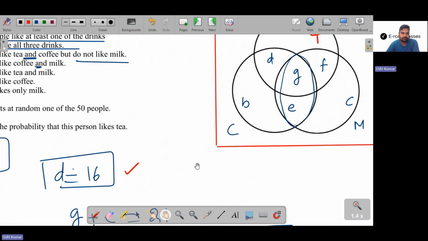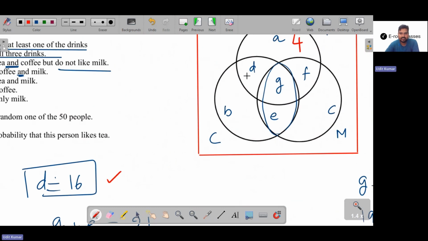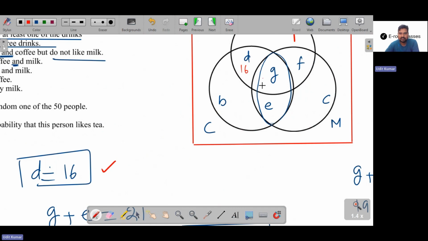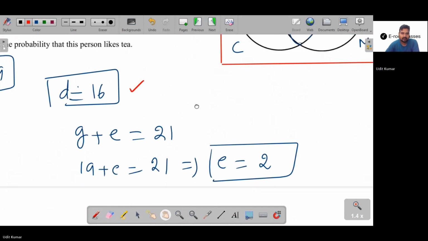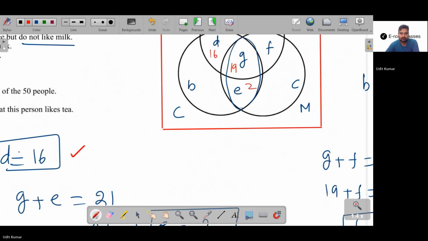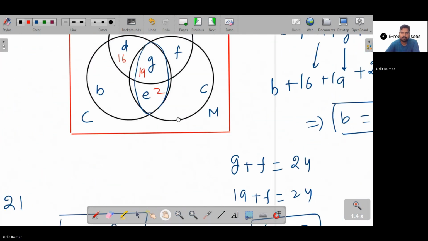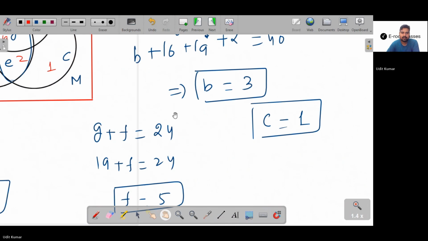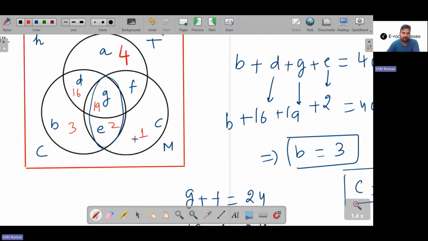So A should be 4, D should be 16, G should be 19, E should be 2, B should be 3, C should be 1, F should be 5.